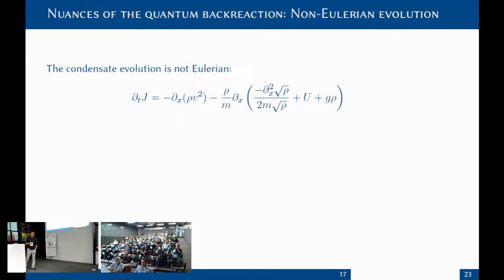More than that, is the condensate evolution Eulerian in some sense? Meaning, is the time derivative of J given by the Euler equation, the usual Euler equation? Well, if the condensate was not subject to these quantum corrections, this would be the case, as we just saw. But now we should expect some quantum corrections there, okay?